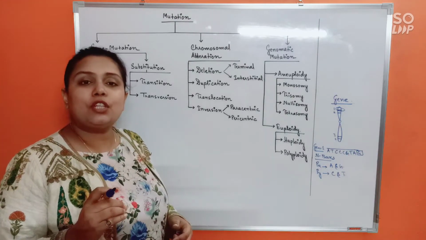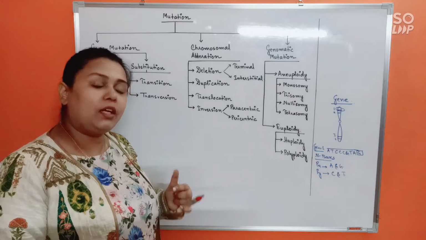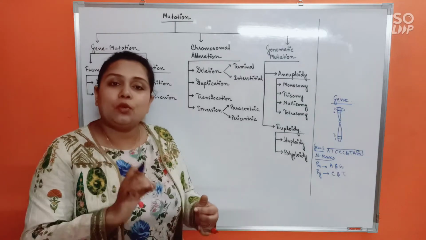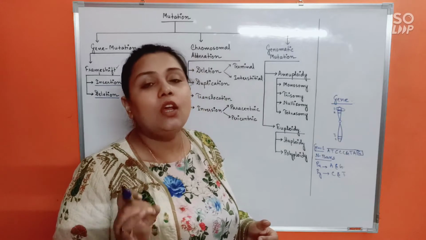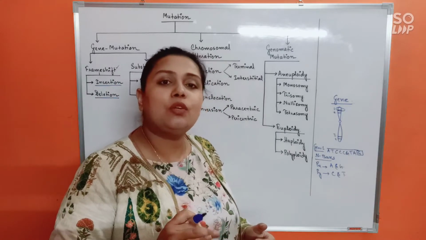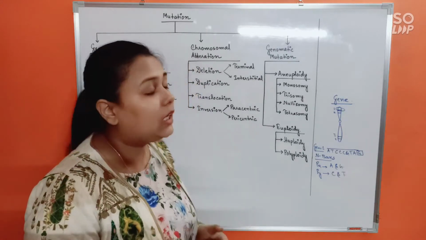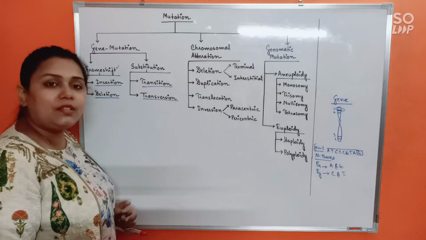If one nitrogenous base present in the gene gets substituted with another one, we will call it substitution as a whole. Now if purine is exchanged with a purine or pyrimidine with a pyrimidine, we will call it transition. But if purine is substituted with a pyrimidine or pyrimidine with a purine, we will call it transversion. Is that clear? Understood this?